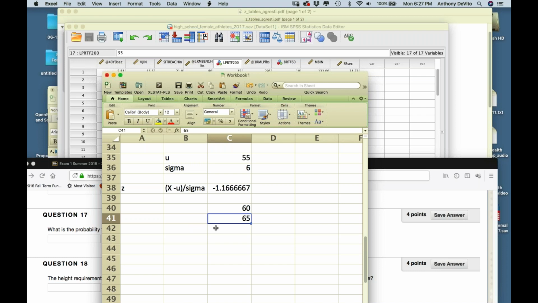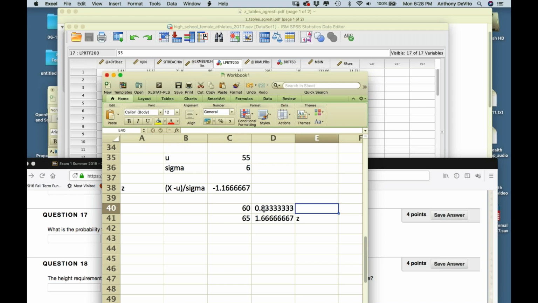Well, again, using this formula, it's going to be equal to x, the value we're interested in, 65, minus the mean, 55, divided by the standard deviation. So our z-score for 65 inches is 1.66. Well, what's our z-score for 60 inches? That's equal to 60 minus 55, x minus the mean, divided by the standard deviation, which is a z-score of 0.83, excuse me.